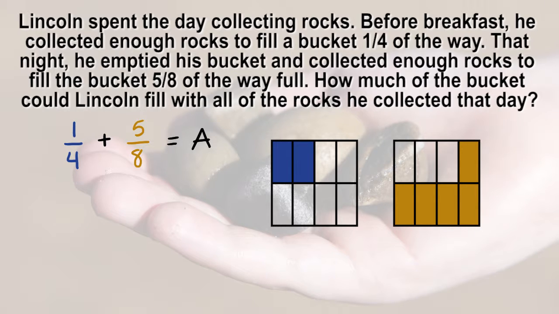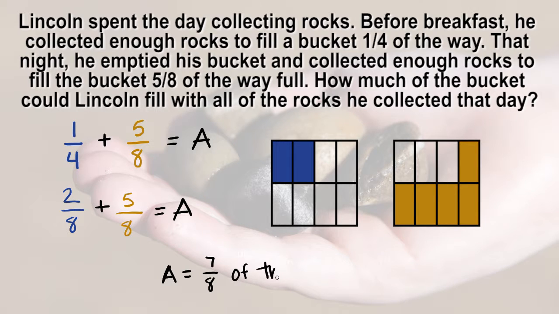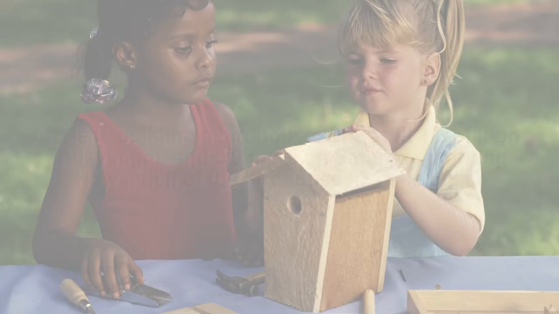The equation 1/4 plus 5/8 equals A is equivalent to 2/8 plus 5/8 equals A. There are a total of 7/8. 7/8 of the bucket was filled. Let's try another problem using the common denominator strategy.